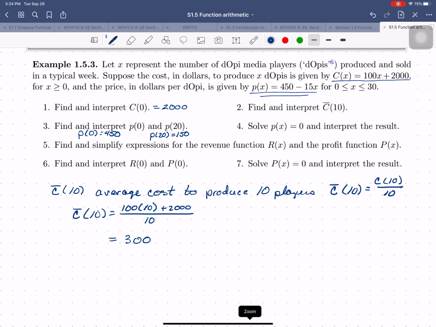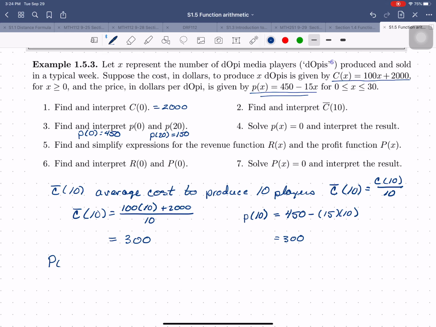Now, what would I price those at? This isn't the example, but let's go ahead and talk about this. If I wanted to sell all 10 of those, what could I price them at? Well, that's 450 minus 15 times 10. 450 minus 150 is 300. What would my profit be? Well, that's a different question. Let's take a look at the profit function.